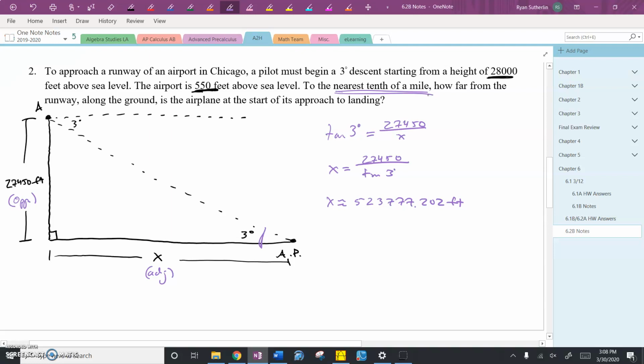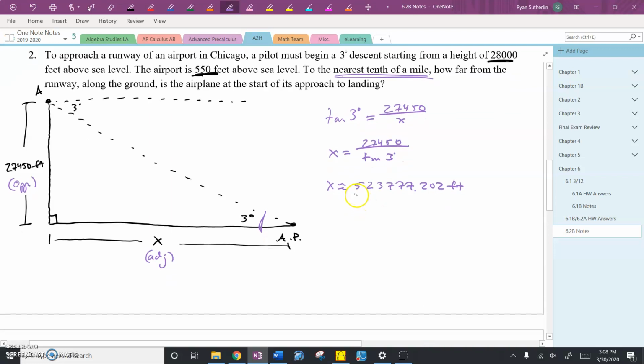Then we need to know, though, to the nearest tenth of a mile, how far that is. So there are 5,280 feet in a mile. So if I divide by 5,280, we get that it is 99.2 miles from the airport.